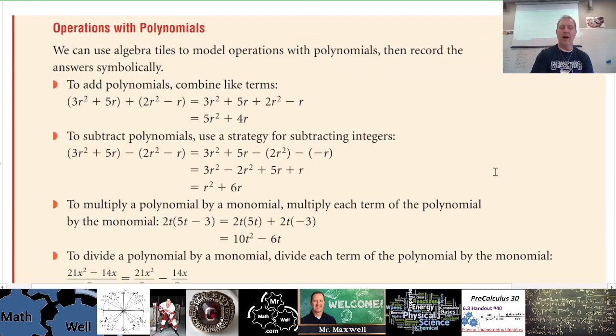Good. Okay, operations with polynomials. So this is a really important part of this chapter, obviously. To add polynomials, all we do is combine like terms. And remember with the brackets, when you add, you can just eliminate all the brackets. The brackets don't really mean much if you're just adding. So 3r squared plus 2r squared, that's 5r squared. 5r plus a negative r, so that's like 5r minus r is positive 4r. So you just combine all the like terms.